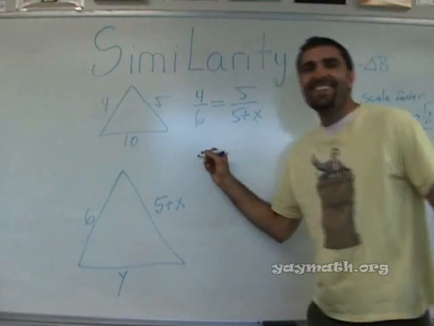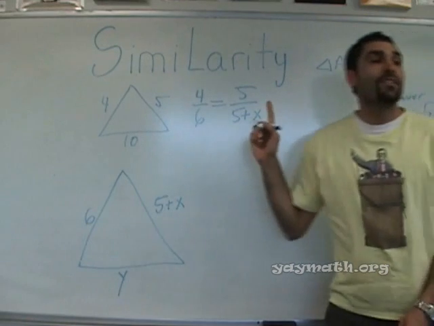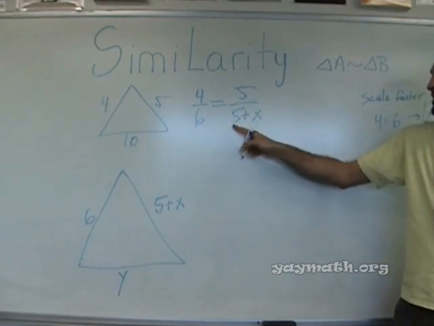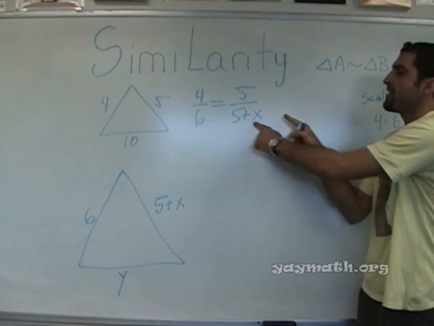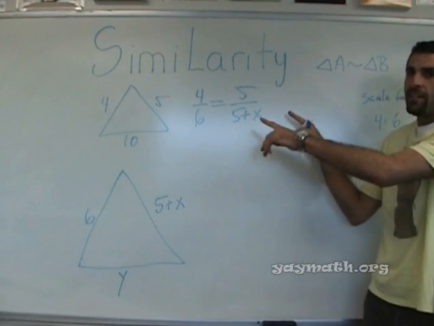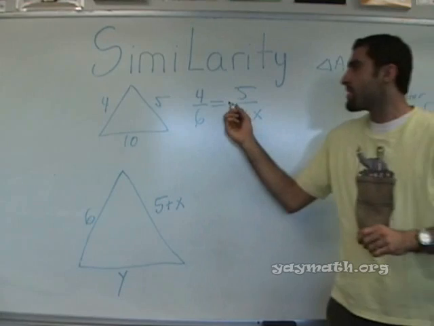Could you do it on the other side too? Make it 1 over 1 plus x? You can't do that because 5 would have to go into both. 5 plus x is its own entity, so it's either all or none. So this is 2 over 3.